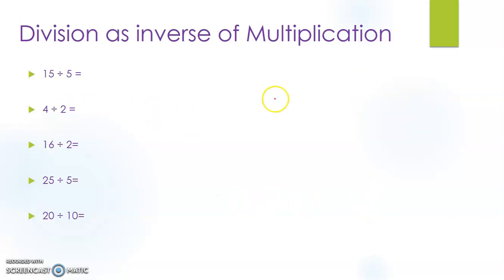So let us look at one more example. 4 into 5 is equal to 20. What is the other multiplication statement with this? If 4 into 5 is equal to 20, 5 into 4 is also equal to 20. These are the two multiplication statements with 4, 5 and 20.